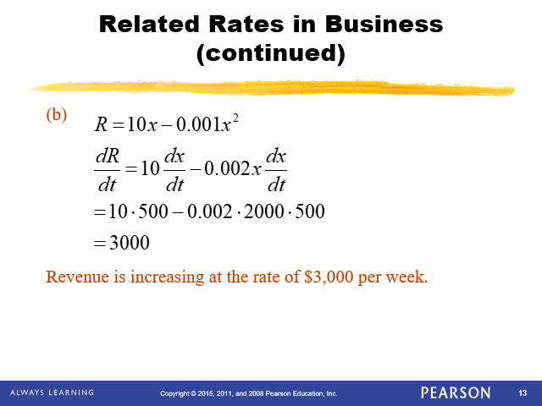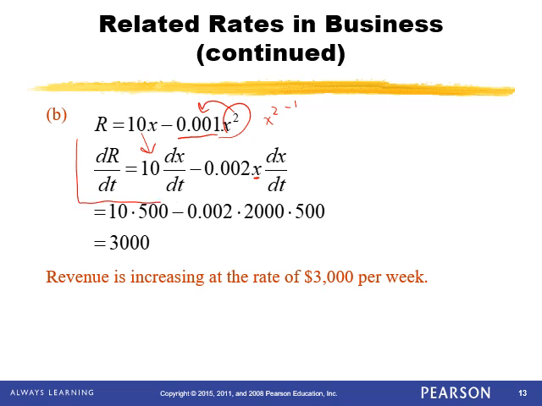Now the revenue, we're going to take the derivative again. So the derivative of 10x is just 10 dx/dt, right? The derivative of x is just dx/dt. Now this is a constant, so that's going to stay there. We're going to bring that 2 out to the front, and this becomes x to the 2 minus 1, which is just x right here. And then the derivative of x is dx/dt.